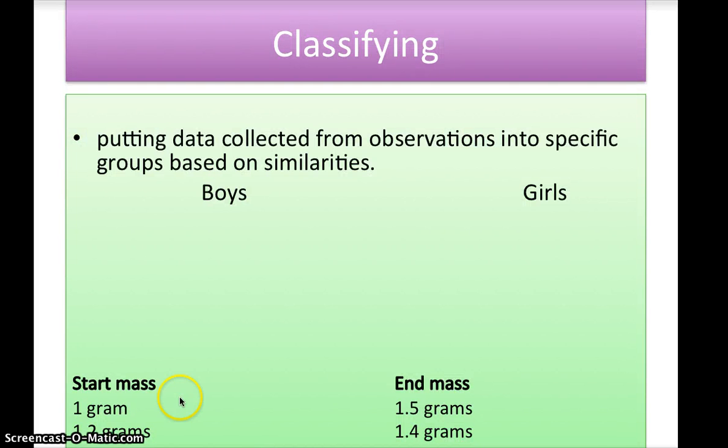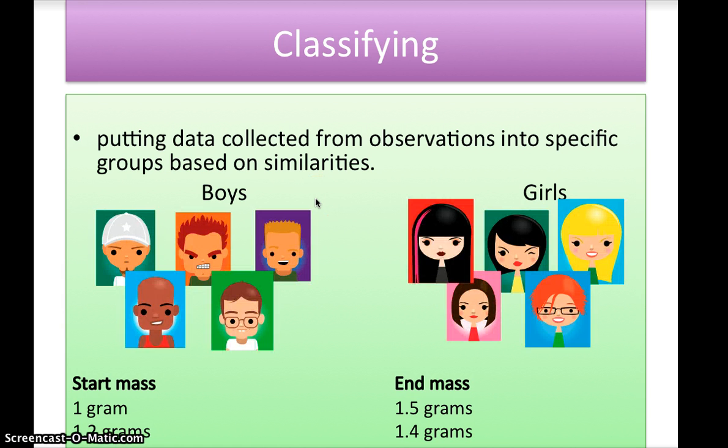Classifying. That is putting data collected from observations into specific groups based on similarities. So if I had a bunch of pictures, I can put them into two groups, boys and girls. Next up, on the bottom right here, if I had measurements of mass, I have start mass and end mass. These are similar because they were the masses at the beginning, and these are the masses at the end.